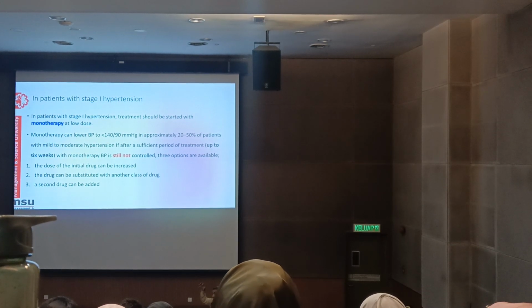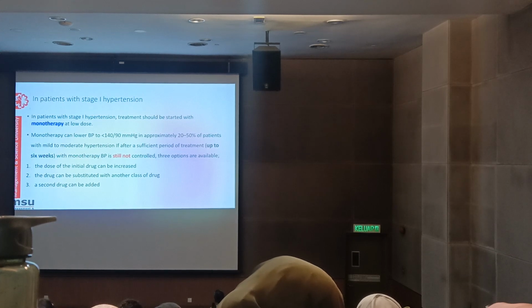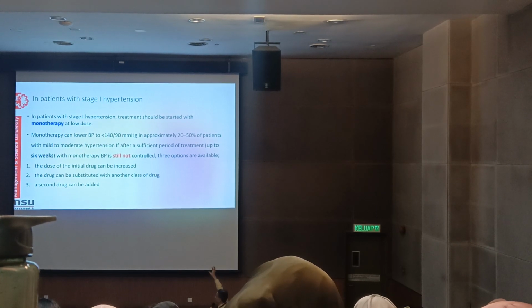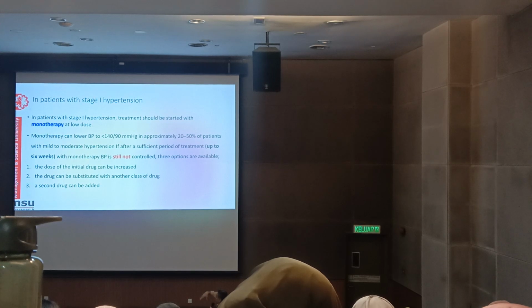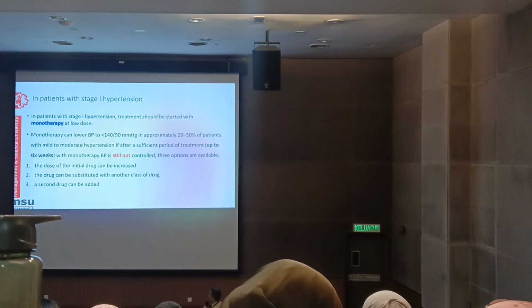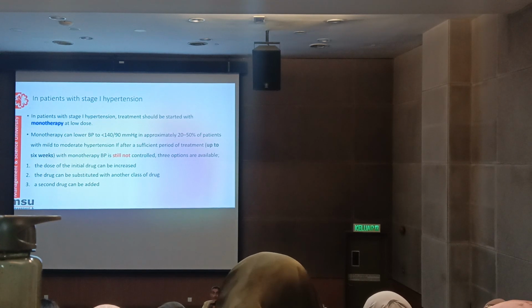But if still the blood pressure cannot be controlled with monotherapy, you have to go for three options. We have three options. If monotherapy does not control the blood pressure in the patient with stage 1, you can either increase the dose, the initial dose, or substitute the class, or add a second drug to the first drug. Okay, three options. Clear? Okay.